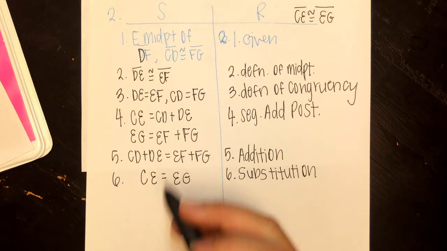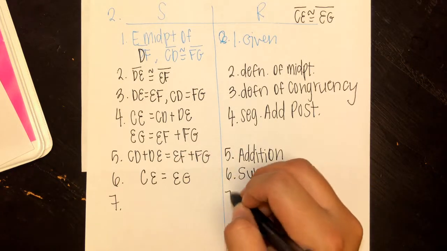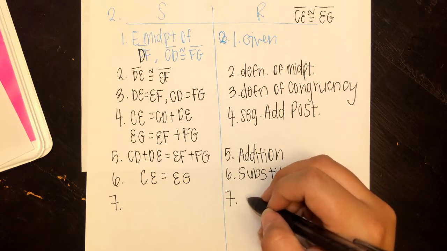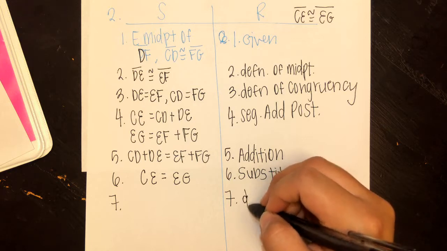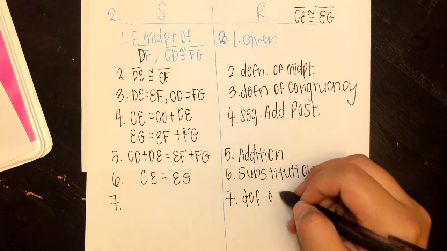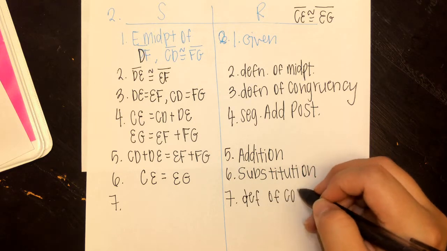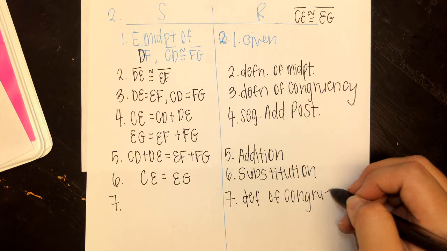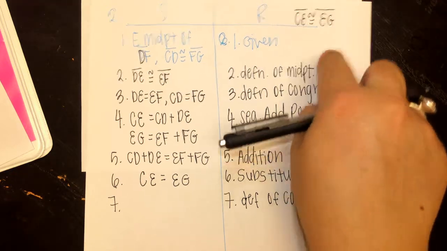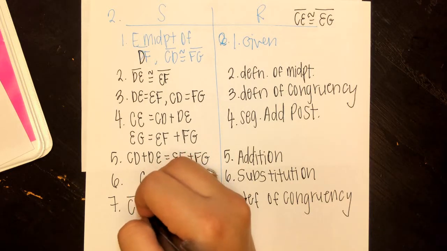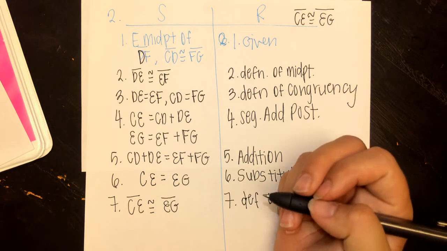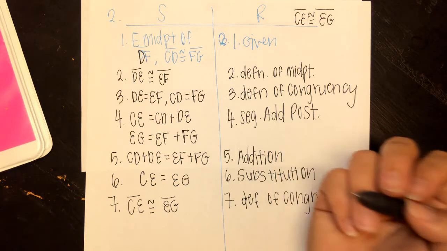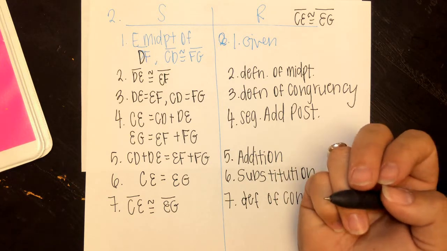We're almost there. We only have one step. What's the last step? What, Jay? I couldn't hear what you said, but definition of congruency. You just have to add the congruent symbols back because that's the way that the conclusion was given to us. Is that what you said? Okay, you're done.